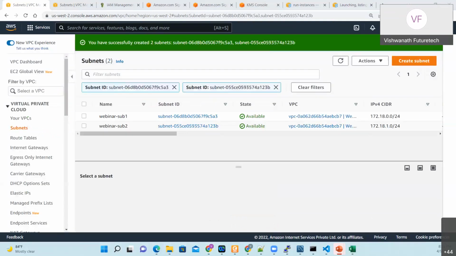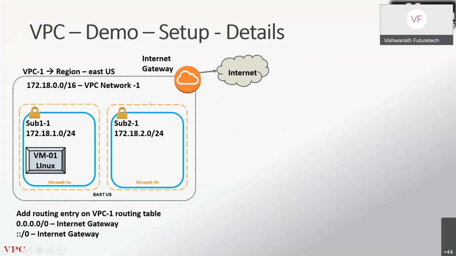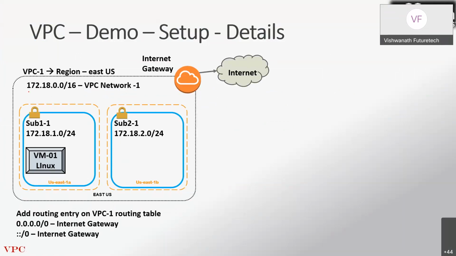So we have done. Let me go back to the PPT. Let me go to the slide which I just showed you. So we are done with VPC. We are done with subnets. Okay, so the next thing is we have to create an internet gateway. Before that, we will check.